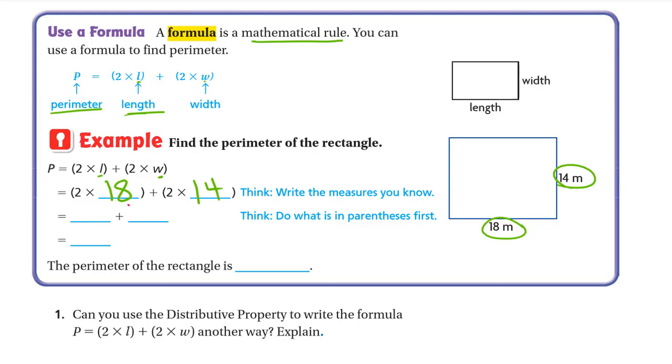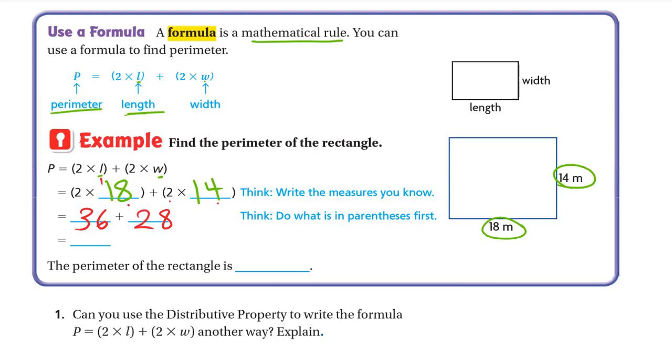So 2 multiply 8 is 16. I write 6 and 1 up. 2 multiply 1 is 2 plus 1 is 3. So 2 multiply 18 is 36. Here 2 multiply 14. 2 multiply 4 is 8. 2 multiply 1 is 2.